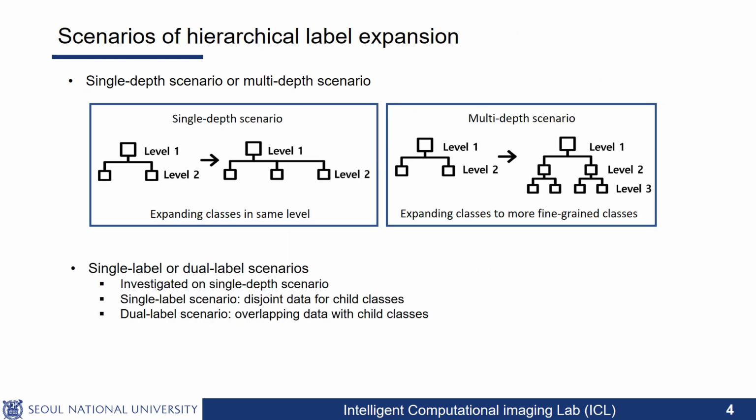Our hierarchical label expansion setup includes two scenarios called single depth scenario and multi-depth scenario. In the single depth scenario, the parent classes are learned at first task and gradually extended to the child classes in subsequent tasks. In the multi-depth scenario, all classes from the previous task are expanded to more fine-grained classes at once. Also, we distinguish single depth scenario into single label scenario and dual label scenario. In the single label scenario, new images are used for the child classes, while the same images are used for the multi-label scenario.